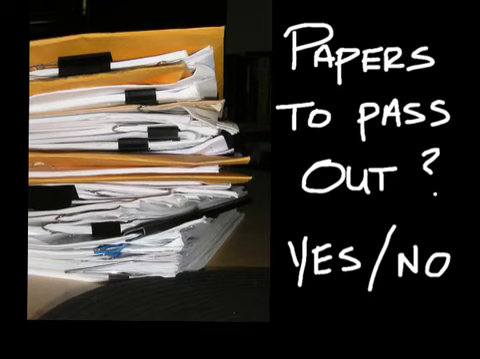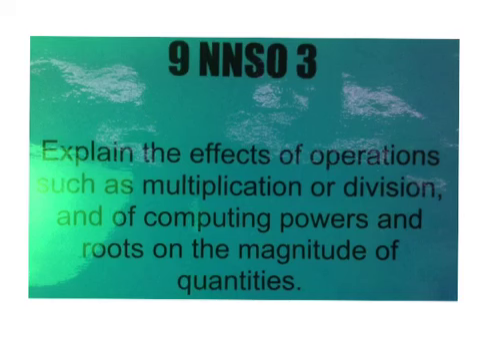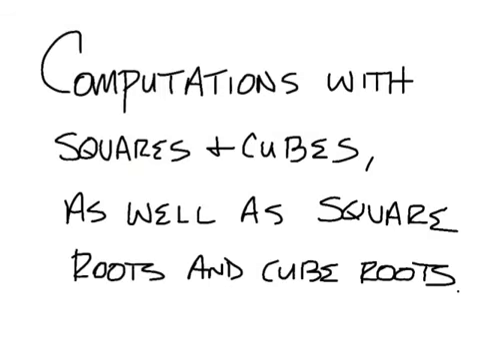Alright. Papers pass out. I don't think I have anything for first period. They're all gone. So the objective for today is 9th grade number sense and operations. Number 3, explain the effects of operations such as multiplication or division and of computing powers and roots on the magnitude of quantities. We're going to start with square roots and still stick with some squares. Start at the very bottom on this and then work our way up. The specific learning target today is computations with squares and cubes, as well as square roots and cube roots.